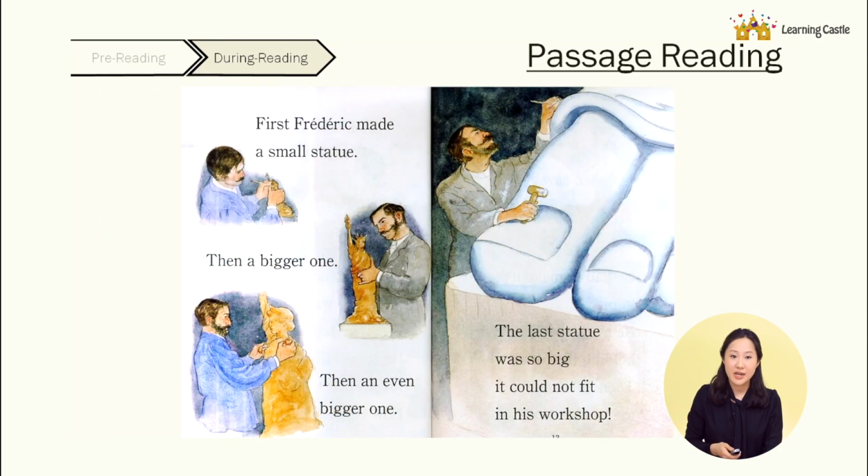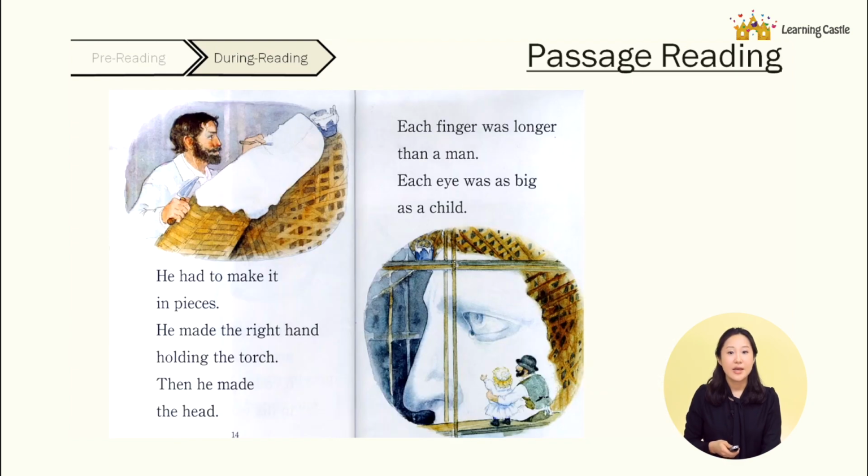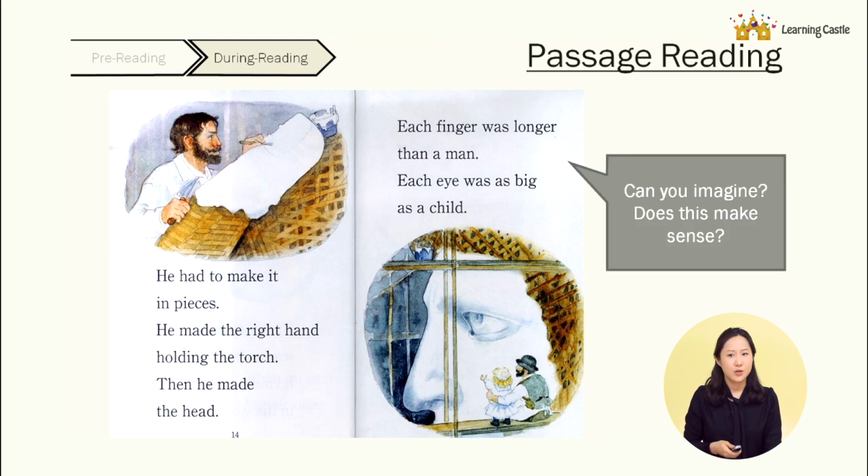He made a small statue, then a bigger one, then an even bigger one. The last statue was so big it could not fit in his workshop. Each finger was longer than a man. Each eye was as big as a child. Can you imagine? Does this make sense?